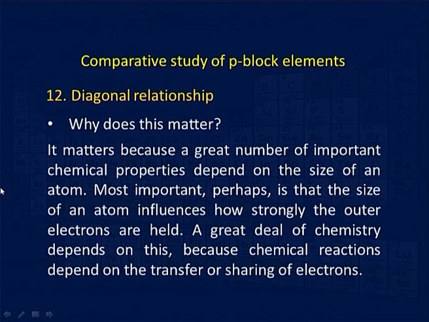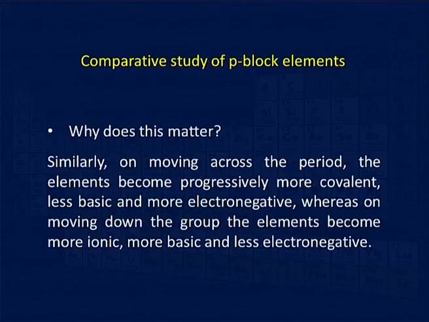In fact, it matters because a great number of important chemical properties depend on the size of the atom. Most important perhaps is that the size of an atom influences how strongly the outer electrons are held. A great deal of chemistry depends on this because chemical reactions depend on the transfer or sharing of electrons, which again depends on the size. Similarly, on moving across the period, the element becomes progressively more covalent, less basic and more electronegative.